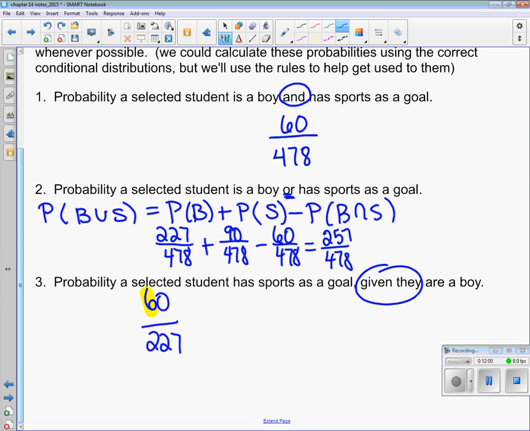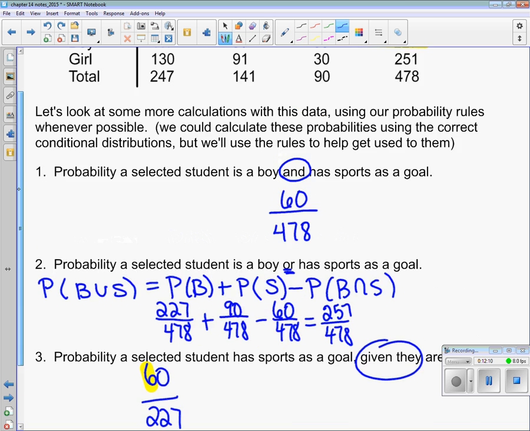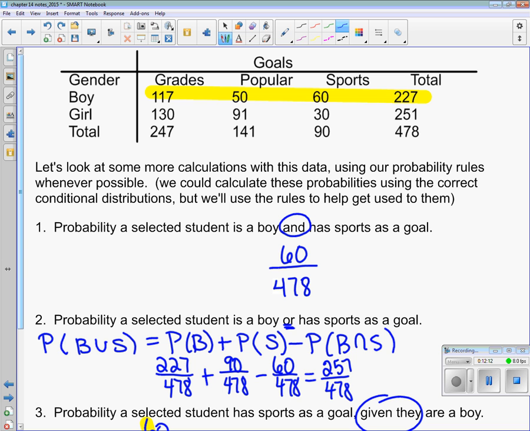60 divided by 227. Okay? So when you have the word "given" or "given that" in a contingency table problem, we're able to use that to answer questions, and it tells us where we're going to go and what we're going to do.